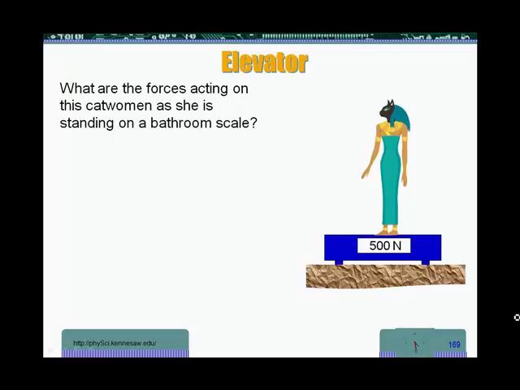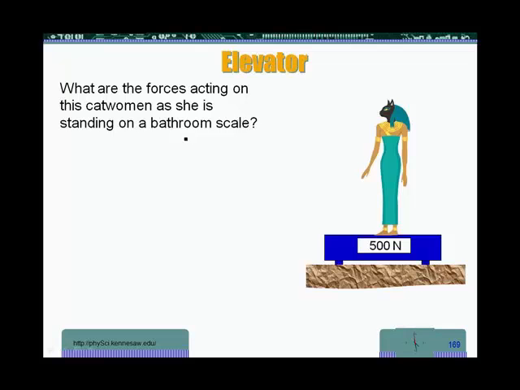So what we have here is a beautiful Catwoman standing on top of a bathroom scale. And the bathroom scale is giving us a reading here. It reads 500 newtons. Now, in this case, we are not in an elevator yet. The bathroom scale is on the floor and she's standing on it. The question is, what are the forces acting on this Catwoman as she's standing on the bathroom scale?